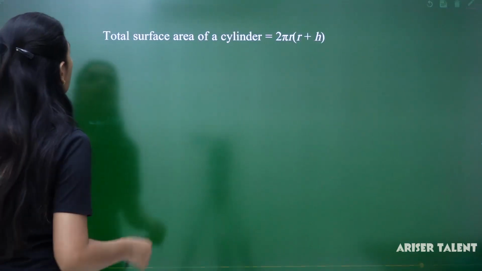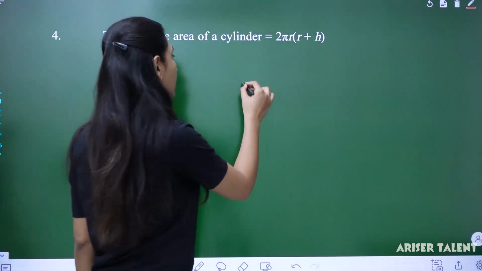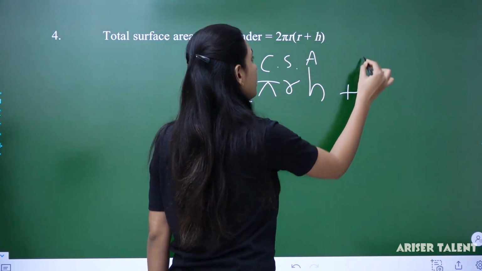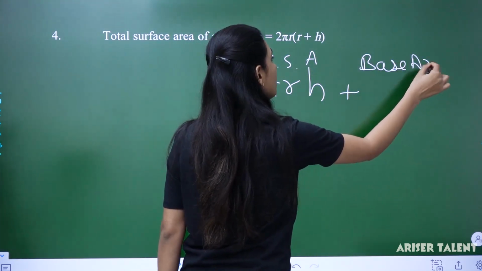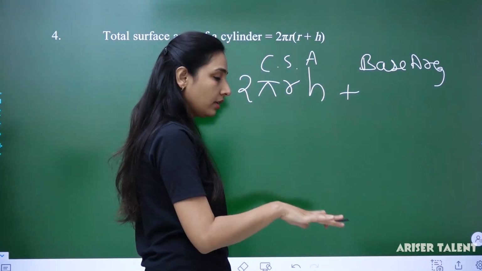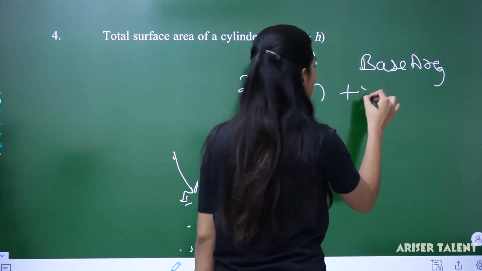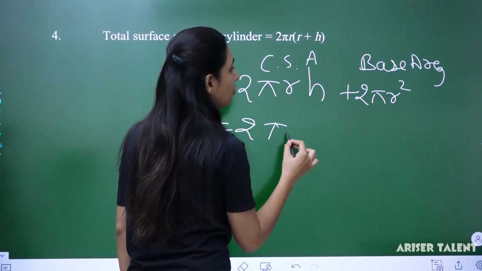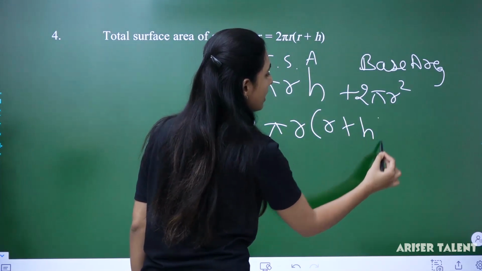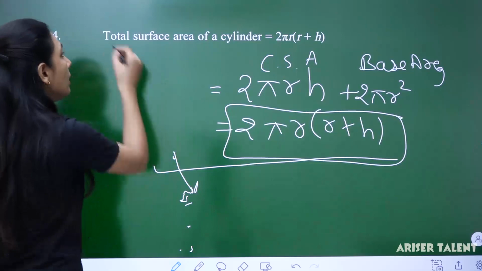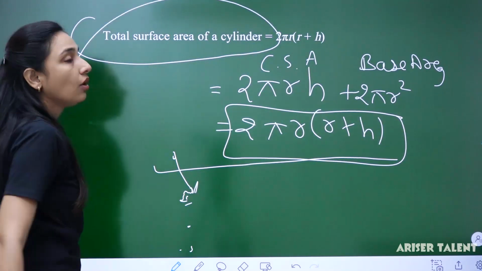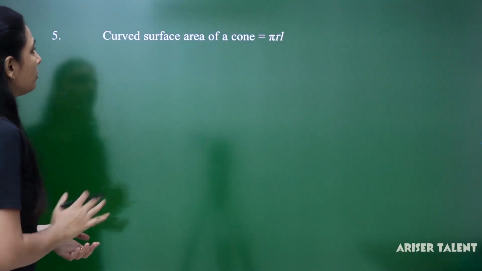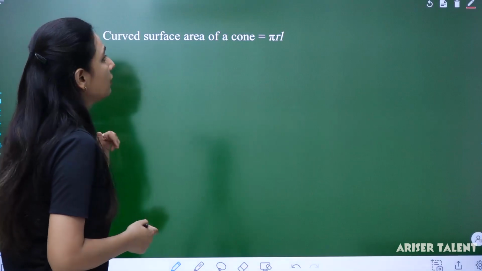Talking about the total surface area of a cylinder, 2πrh is the curved surface area, and the base area is πr² up and πr² down, that means 2πr² in total. You'll have the common 2πr, so what remains is r + h. That will be the formula for the total surface area of a cylinder. Understood? We solved some questions on that, then we moved on to the curved surface area of a cone.